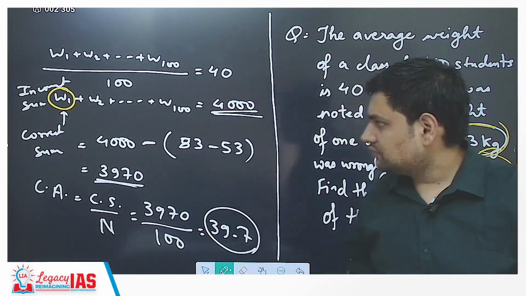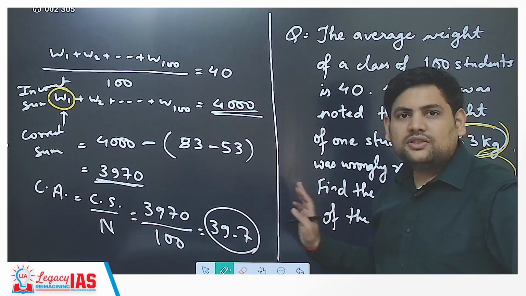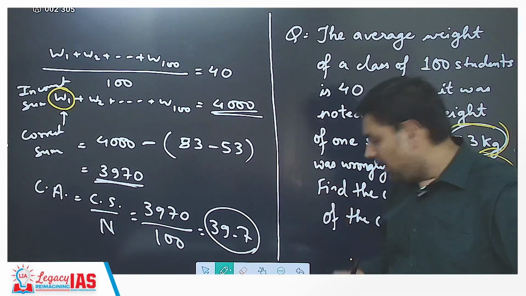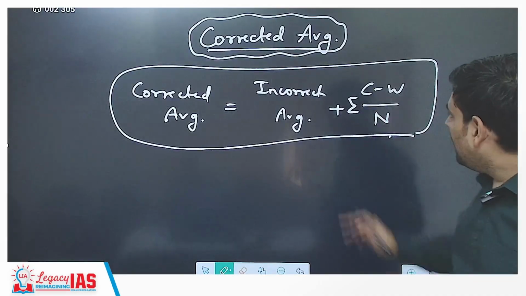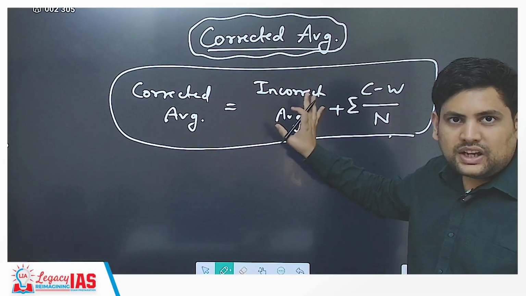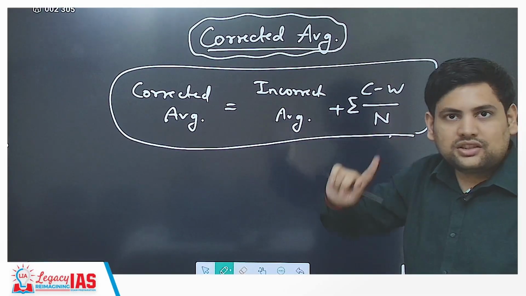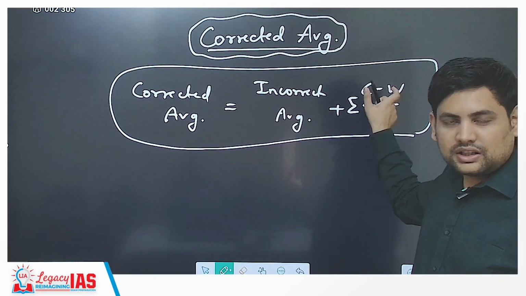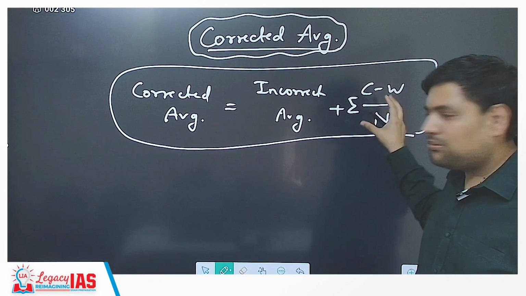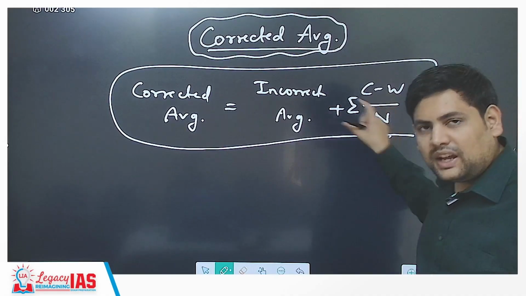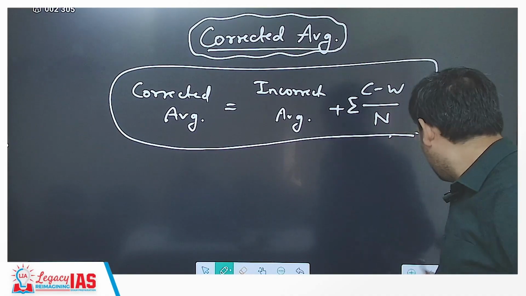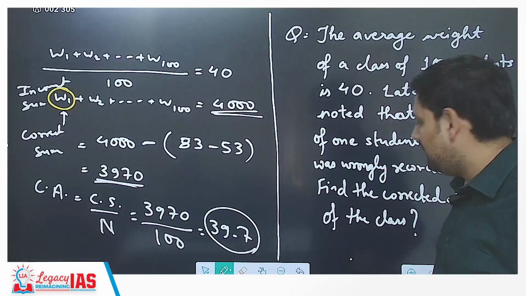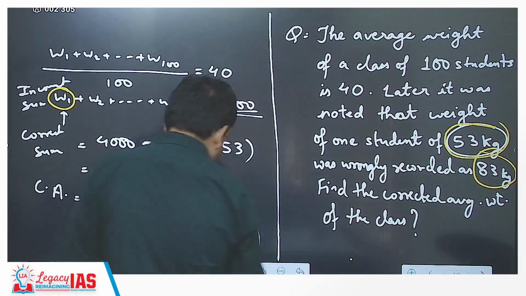Now if I have to do this directly using that formula, you understand how that formula might have come. See, incorrect average you anyway have, from where you can get the change. Whatever change you are getting is actually from the correct minus wrong. This is the change, and divided by the total number is actually changing the average by exact that quantity. So you can do that directly. Now let's see how you would do that directly.